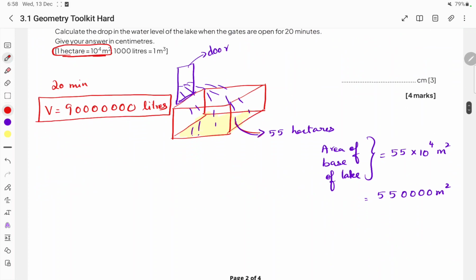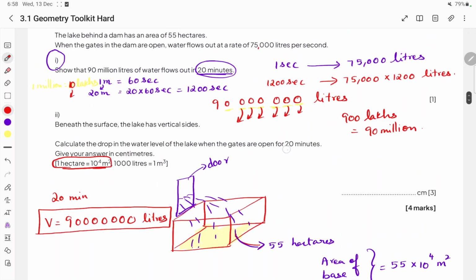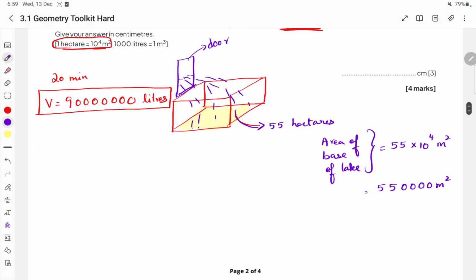And the same volume will be there here also, because we are opening 20 minutes here also in the second subdivision. So the volume will still be the same. So volume is area of base into height.